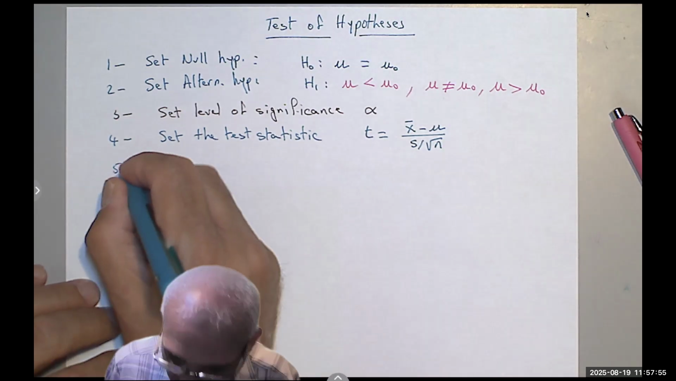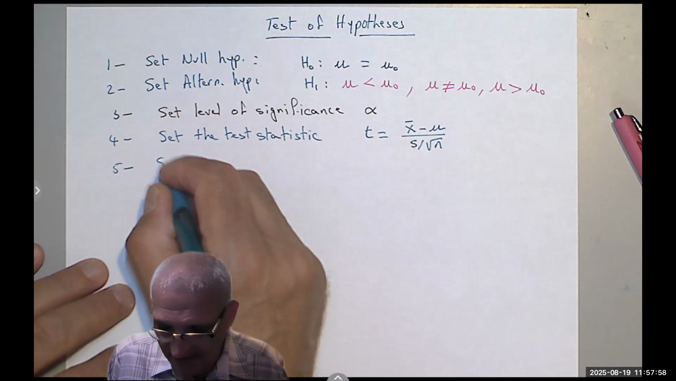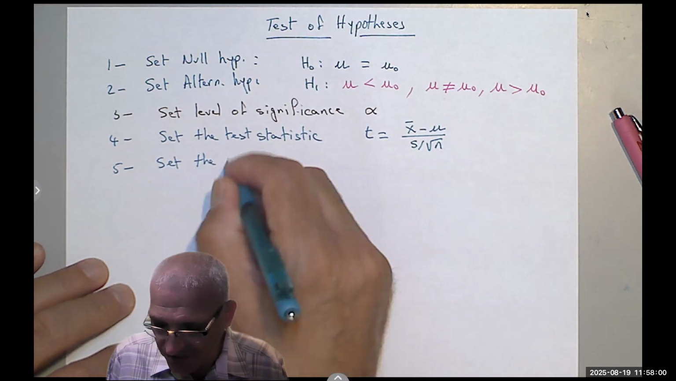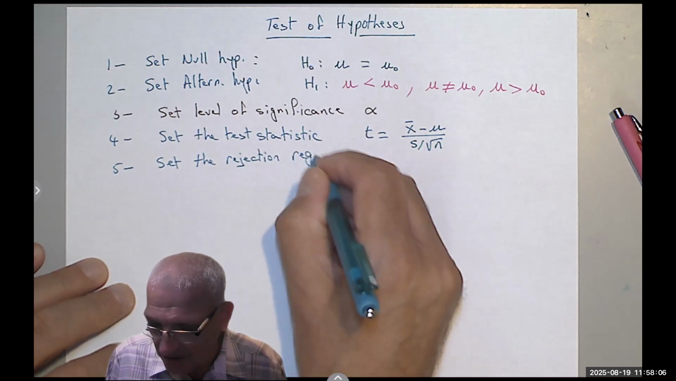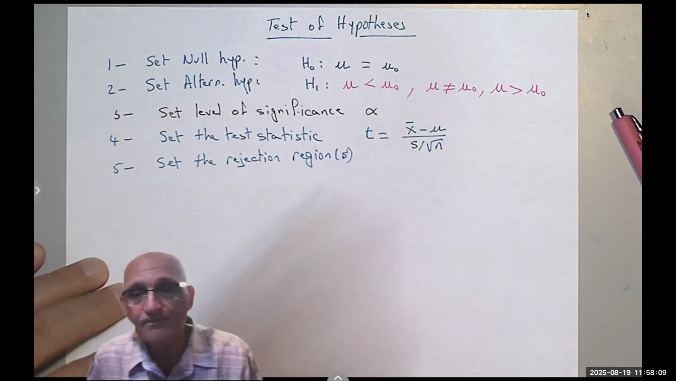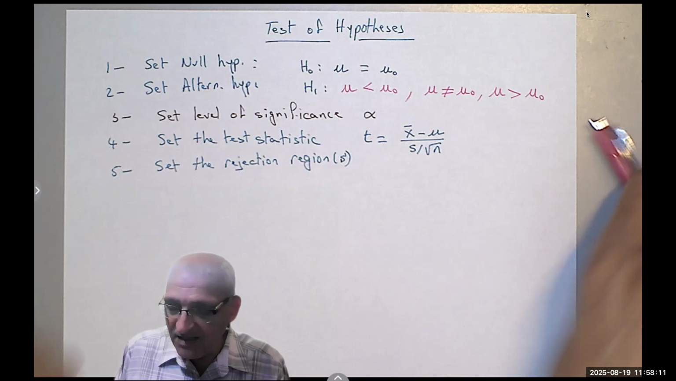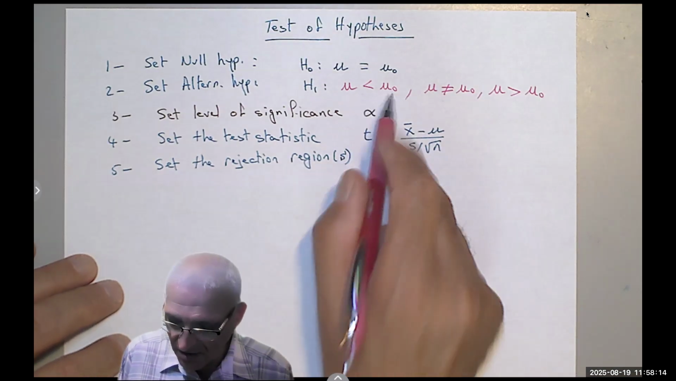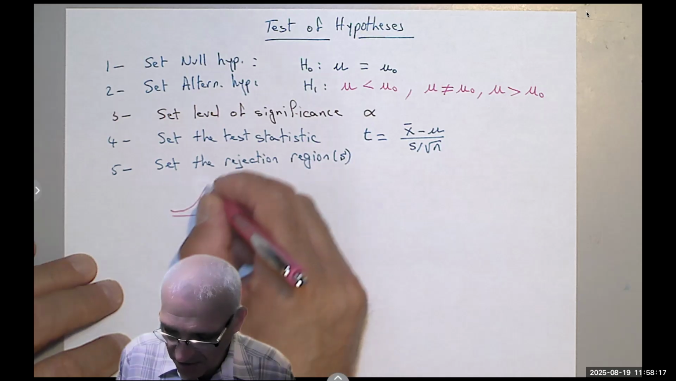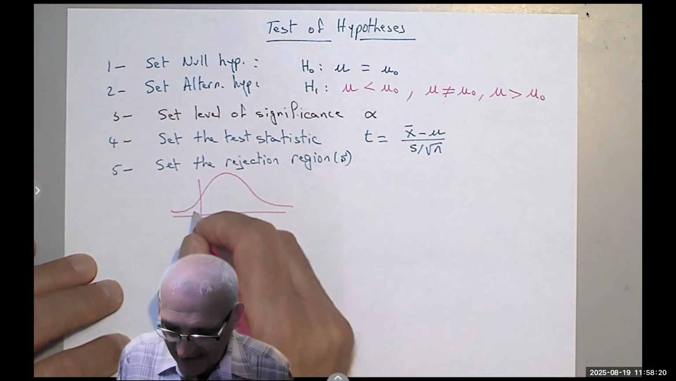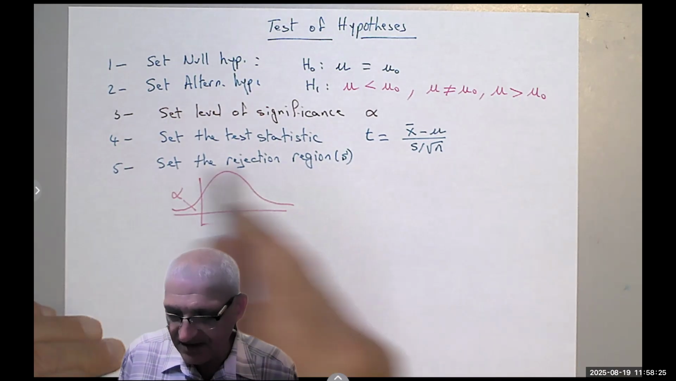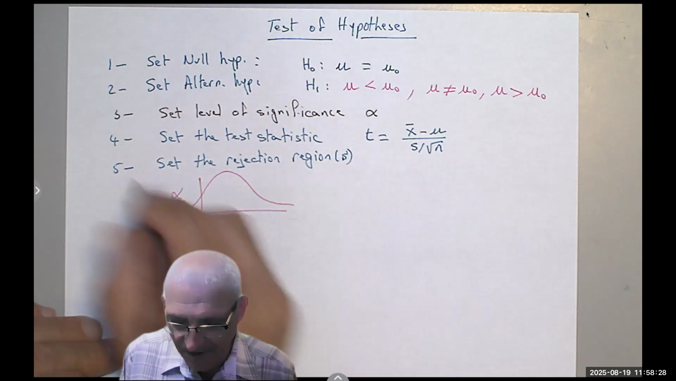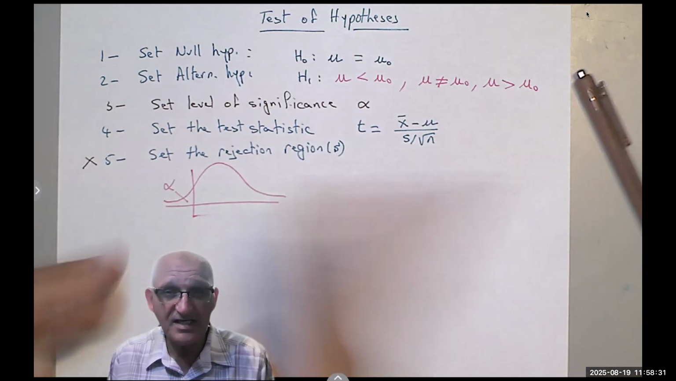Step number 5, we are going to set the rejection region. Rejection region or regions. If mu is less than mu sub 0, my rejection region would be something like that, and this is alpha. Again, I should have done this in brown because we don't use it. I'm just explaining to you what we were doing in the past.